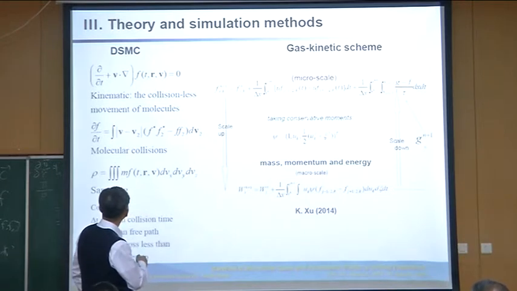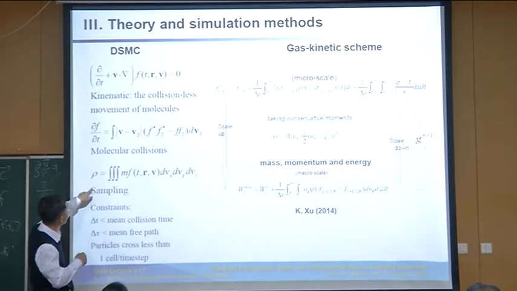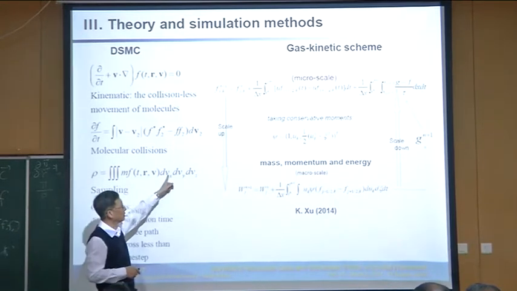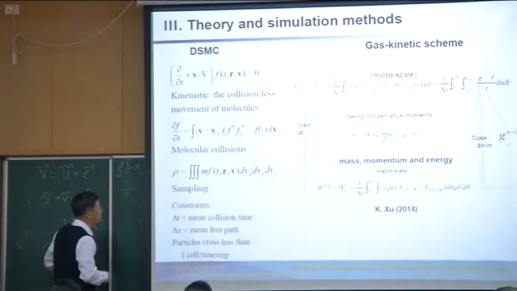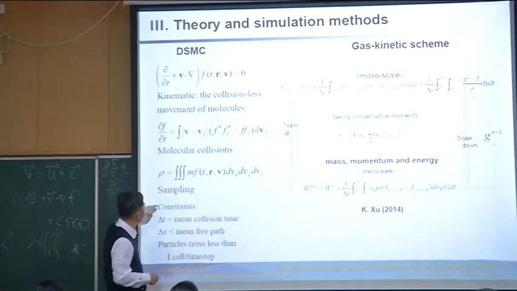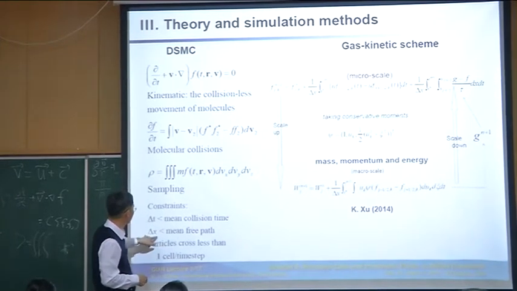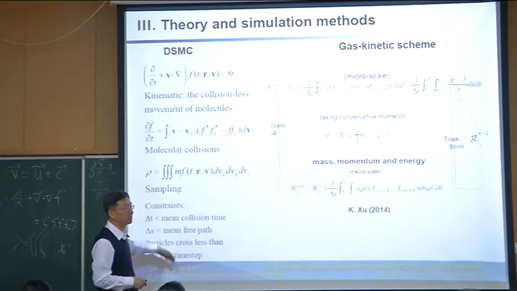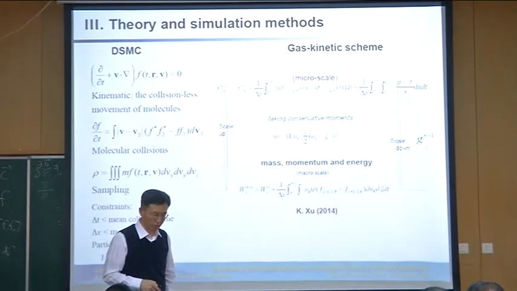I just showed you the mathematics. This is the collision terms, Monte Carlo, and then there is the sampling. This kind of thing, I mentioned, is symbols. The constraints: the time step must be smaller than the mean collision time, the cell size smaller than the mean free path, and the particle flight time less than something. There are some limitations, just like CFL numbers.